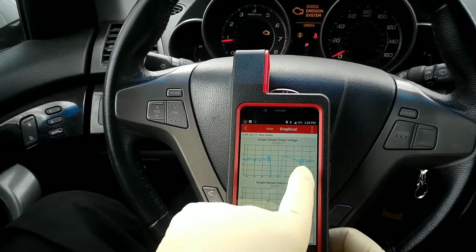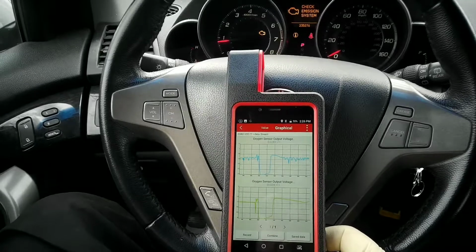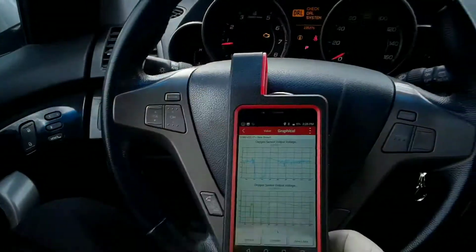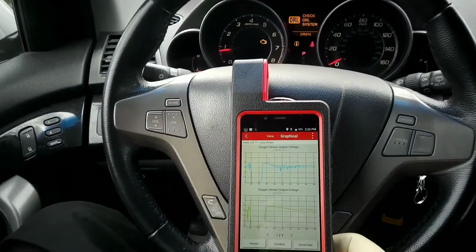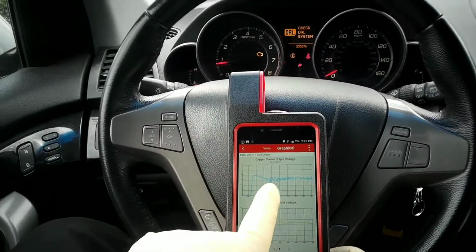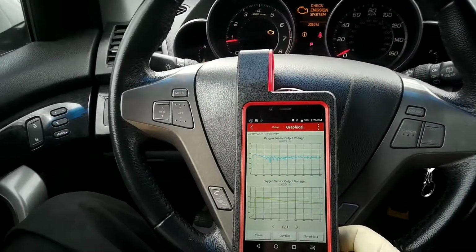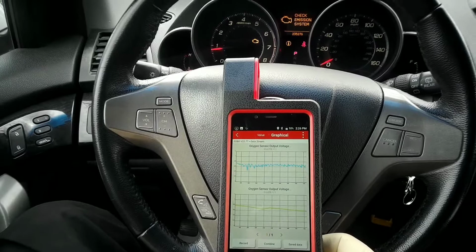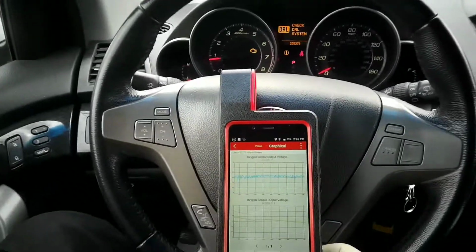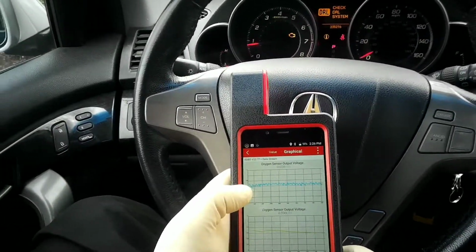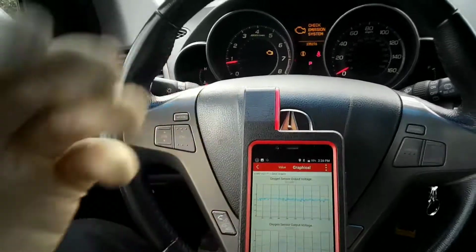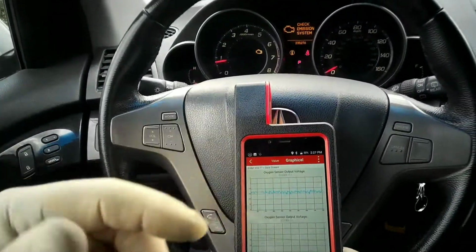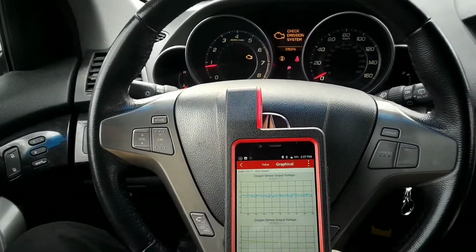Notice bank 1 sensor 2 is not. It's up and down. It's mimicking an upstream sensor. That means the catalytic converter is not working. The oxygen is passing right through it. It's doing basically nothing for the car. So that's how you check for a bad cat, using the downstream oxygen sensor readings.